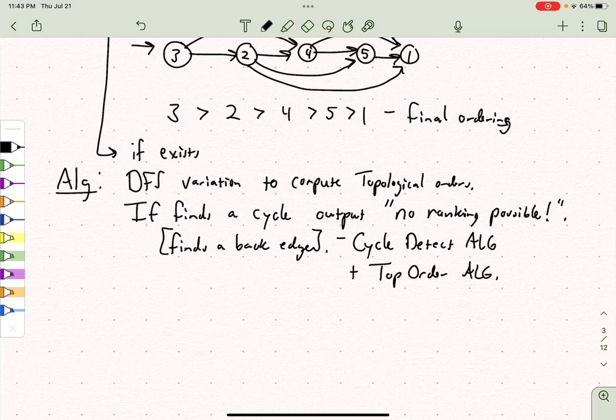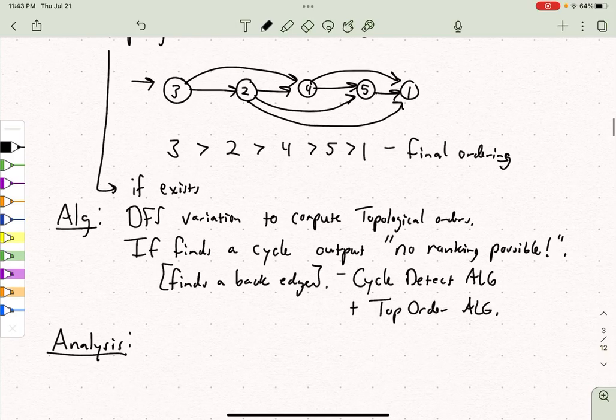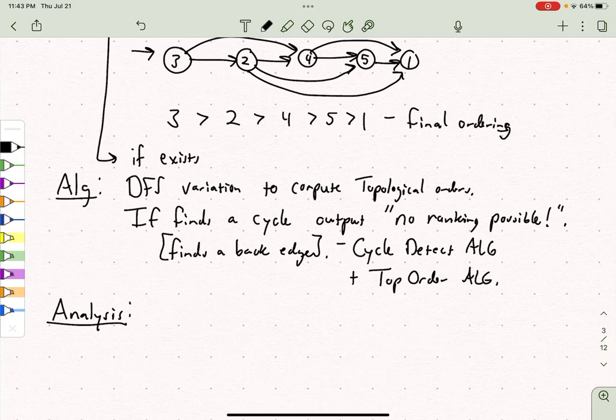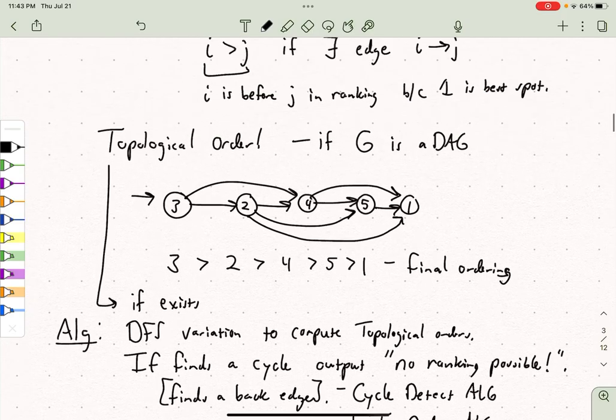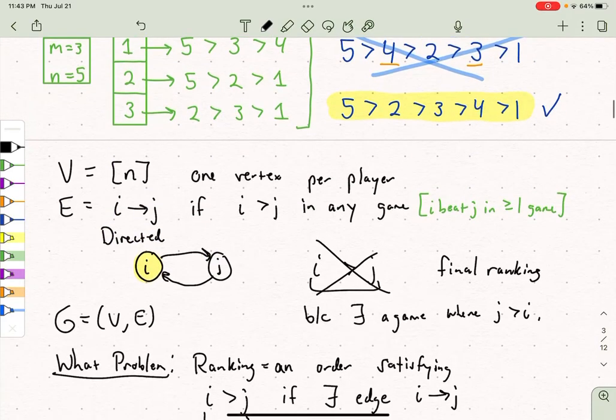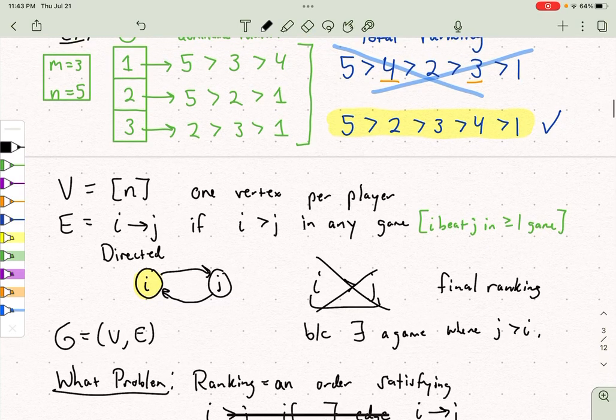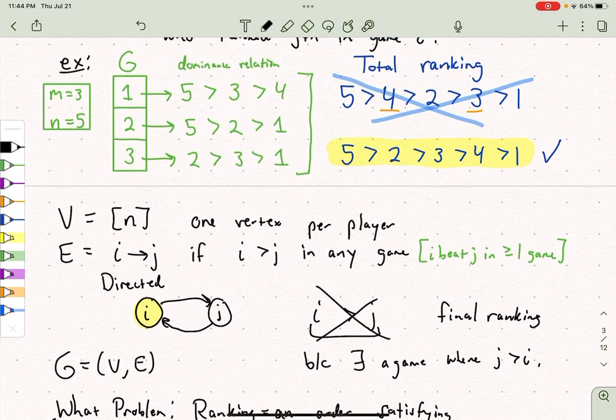Now what's the running time? The analysis. Well, this one's pretty easy. We know the running time for this algorithm for topological ordering and cycle detection is linear. It's O of V plus E. And now what's the size of V and E? Well, the size of V is just N, the number of players we had. And the size of E are the number of edges.